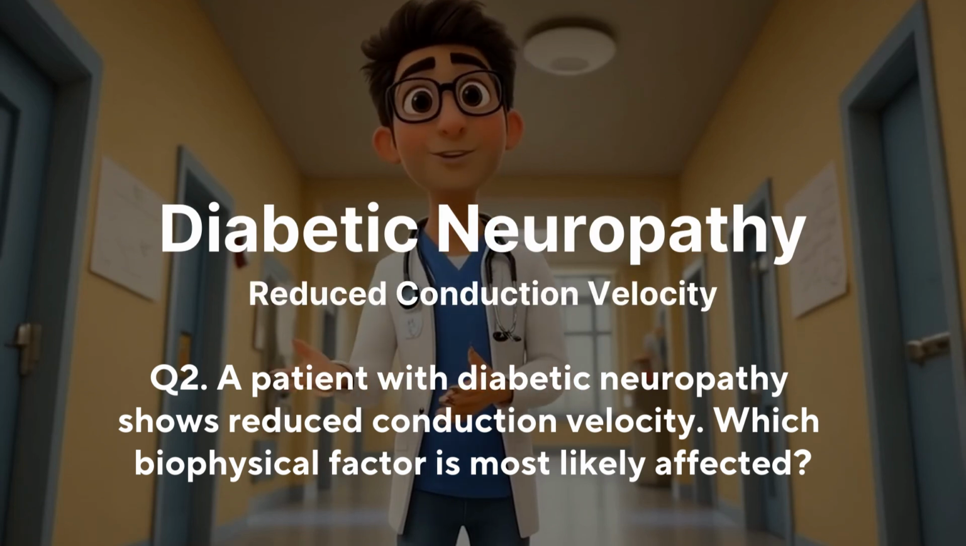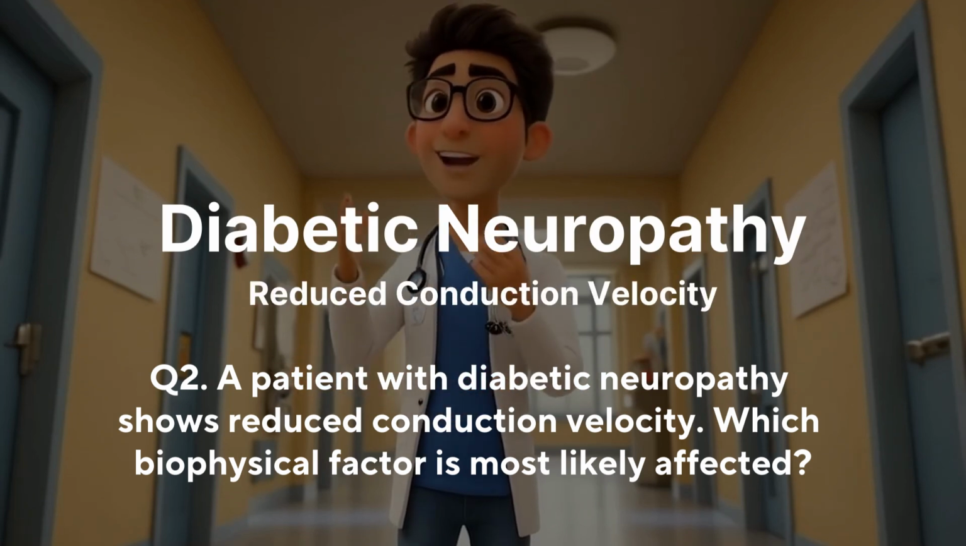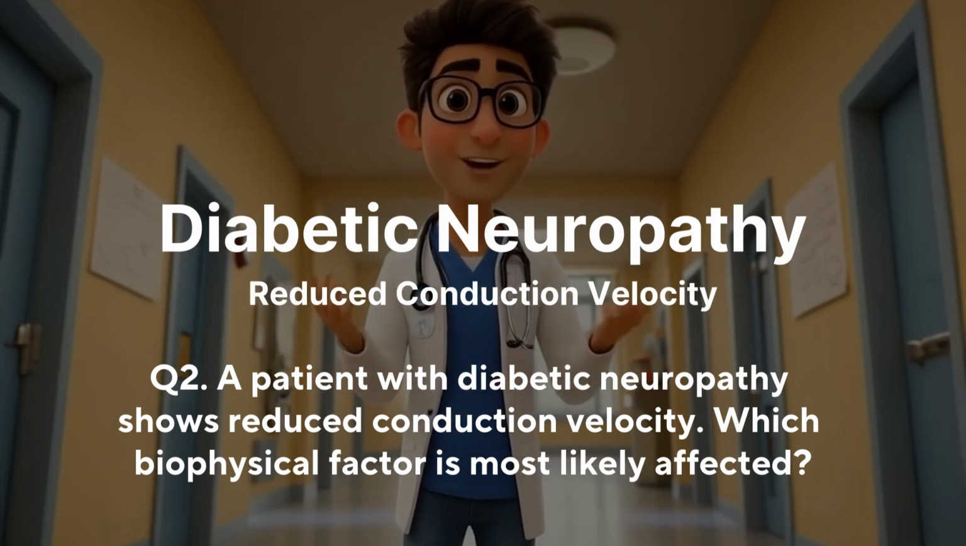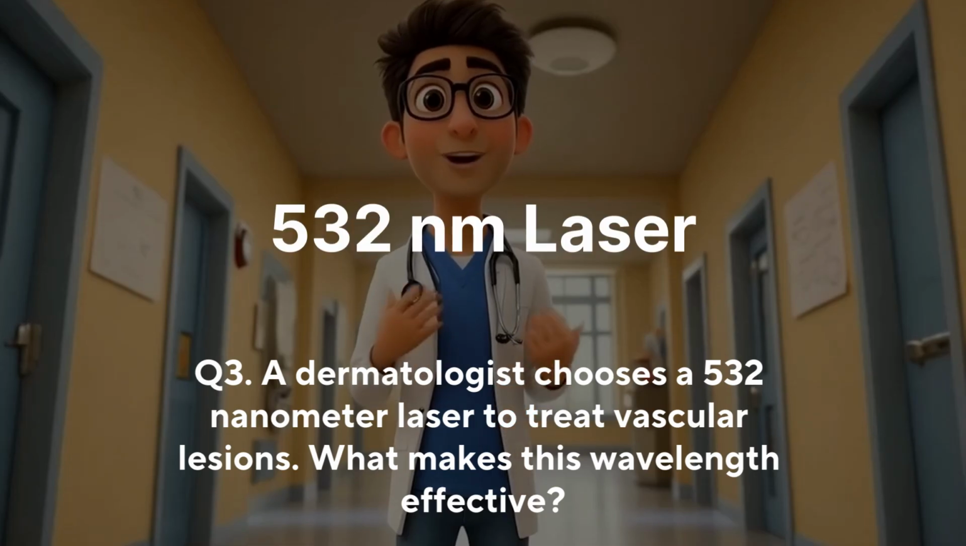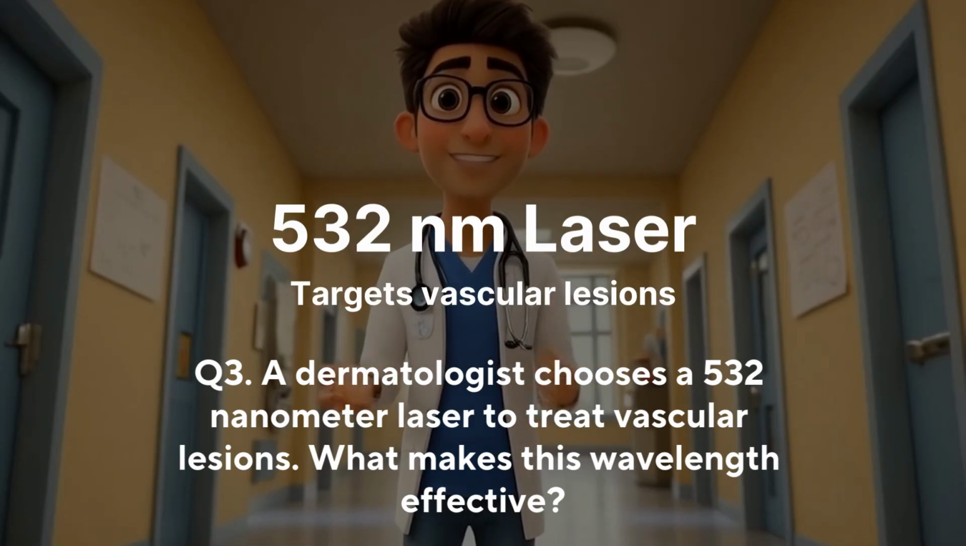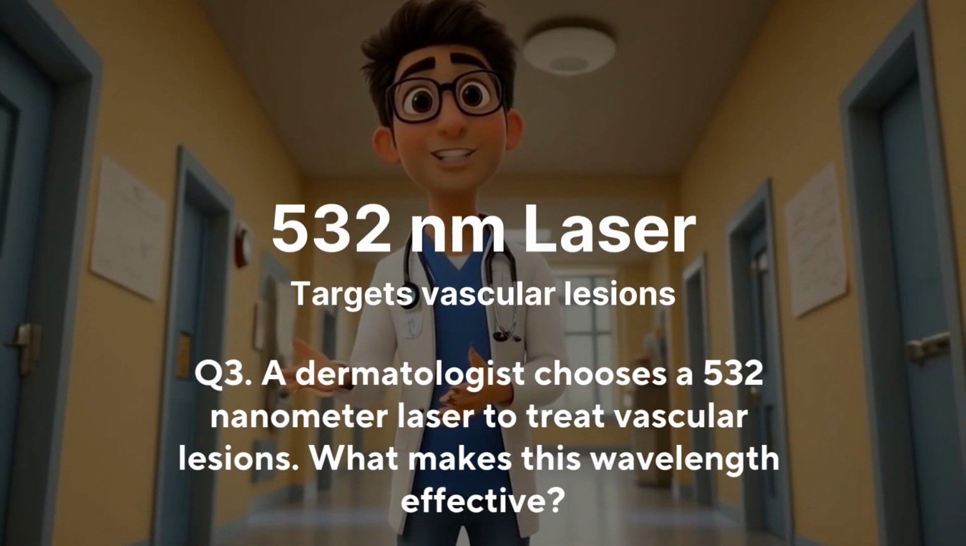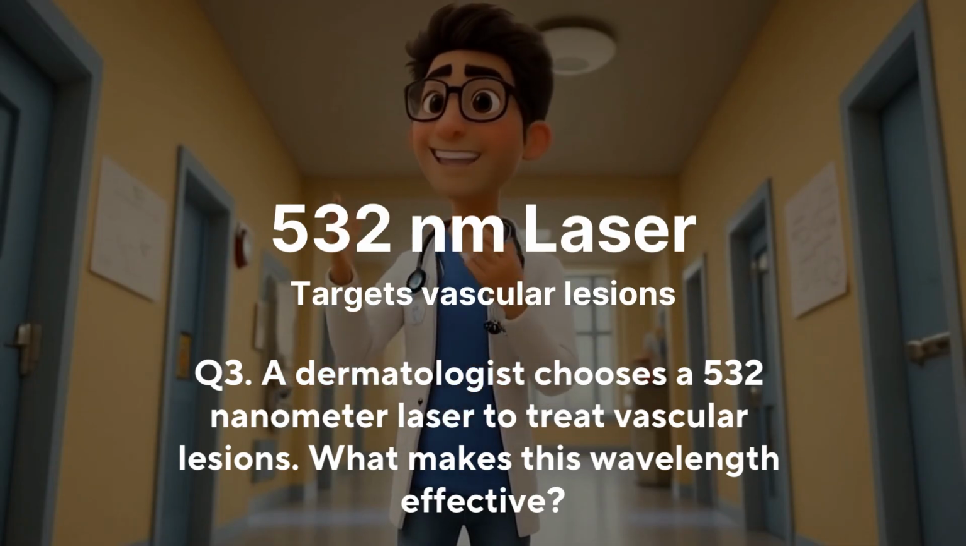Question 2. A patient with diabetic neuropathy shows reduced conduction velocity. Which biophysical factor is most likely affected? Question 3. A dermatologist chooses a 532 nanometer laser to treat vascular lesions. What makes this wavelength effective?